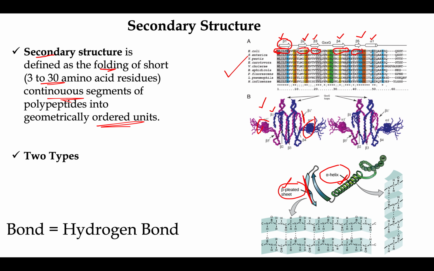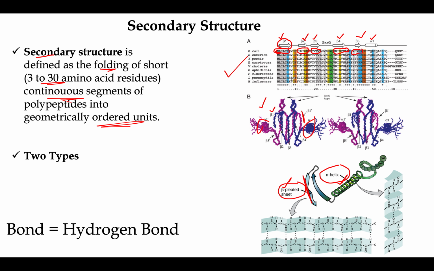And if somebody is curious, what are these other lines? So what the person has done here is that he has aligned the same protein from different bacteria. So this is E. coli, this is Vibrio cholerae, the bacteria that is responsible for causing cholera. And you can see here there are minor variations in the sequence of the same protein across different bacteria.